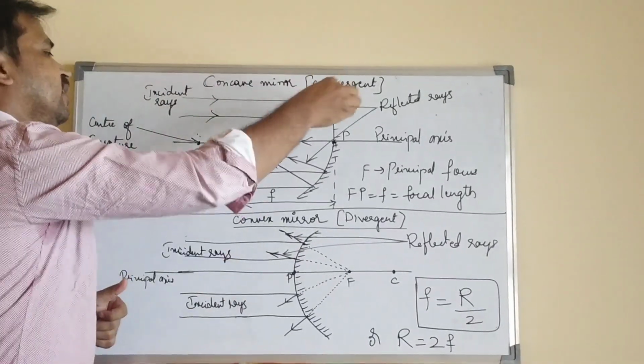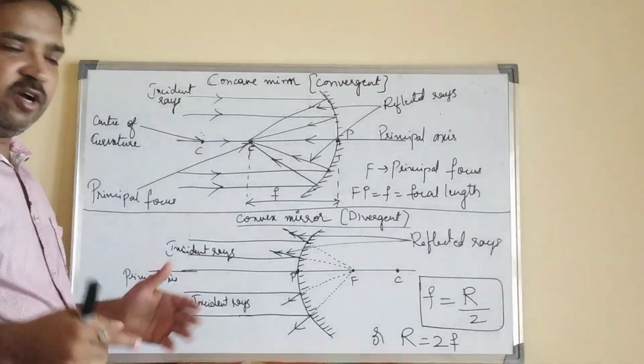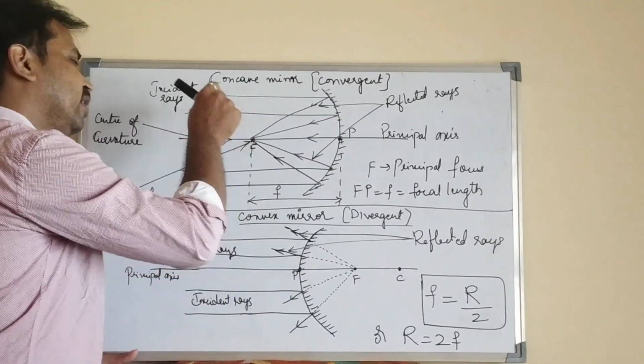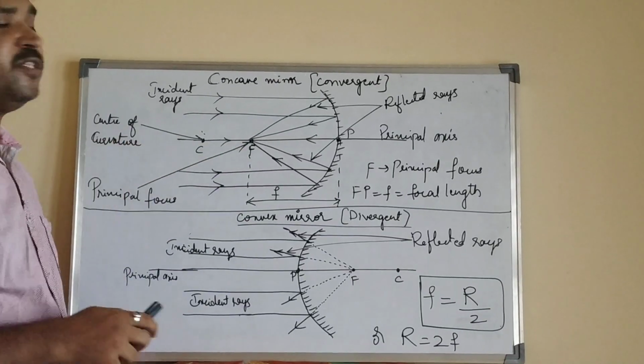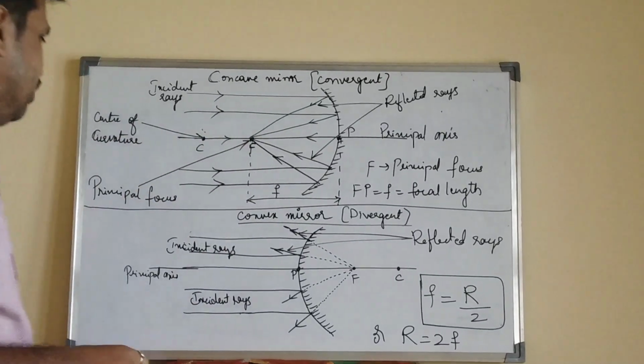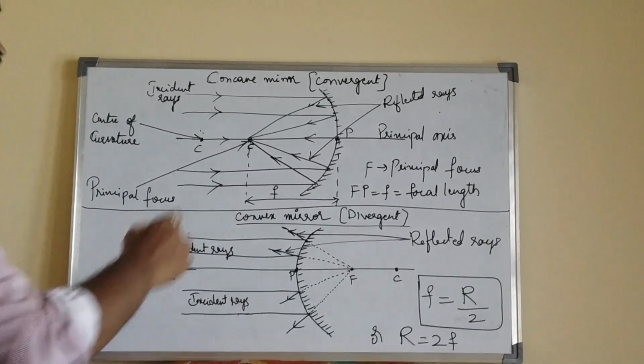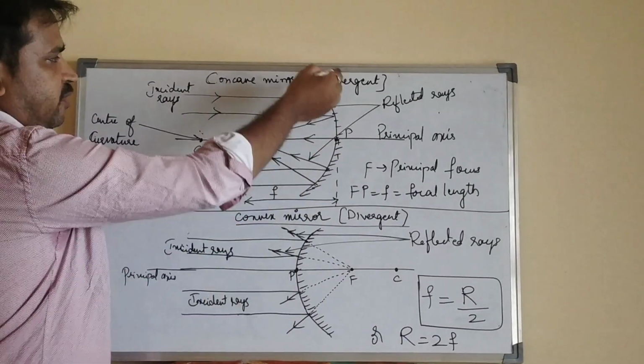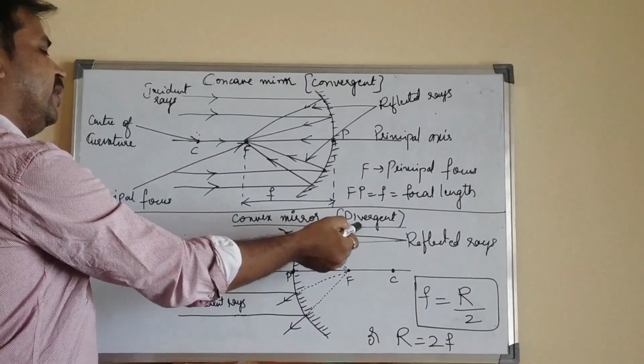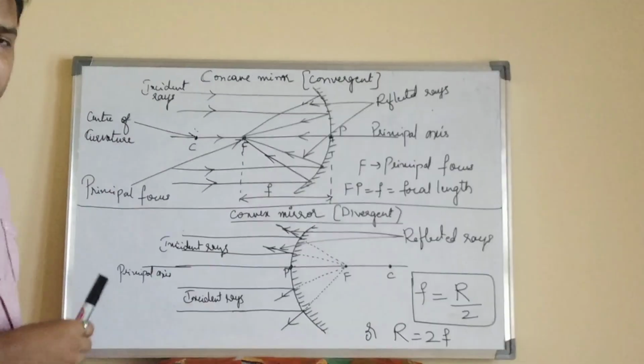So that is known as getting converged, or they all meet up at one common point, that is called the principal focus. Now moving to the convex mirror. As opposed to the concave mirror, the convex mirror is called a divergent mirror.